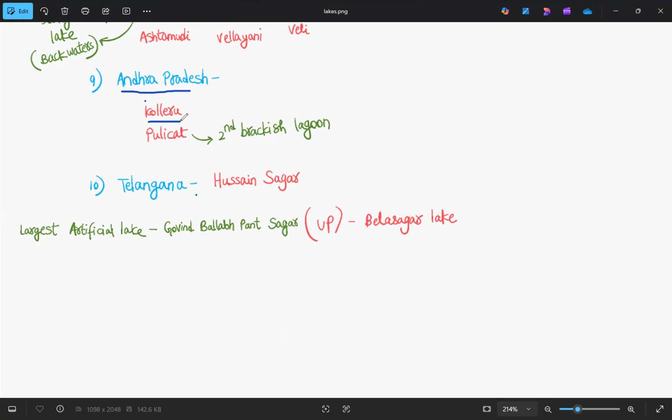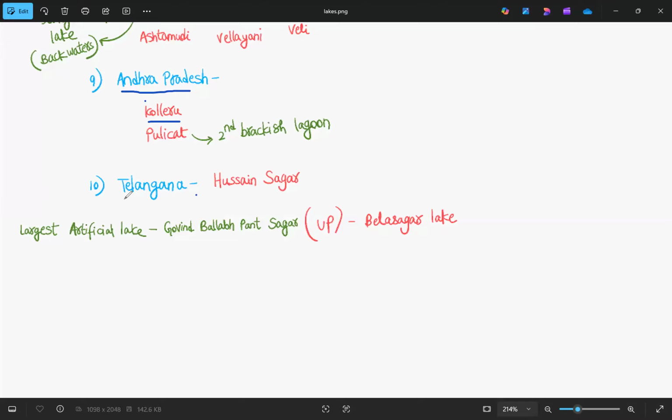And the second important lake is Pulicat Lake. This Pulicat Lake is the second largest brackish lagoon in India. So which one is the second largest brackish lagoon? It is Pulicat, whereas the first one is Chilika. And adjacent to this lake only, we have SHAR, that is Satish Dhawan Space Center, which is the Sriharikota, where we launch the satellites of ISRO. So this Pulicat Lake is of much significance. Therefore, these are the two lakes that are to be covered in Andhra Pradesh.